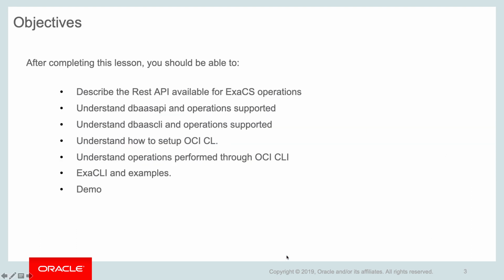So the objectives for this lesson are around the APIs as well as the CLIs which are provided by Exa Cloud Service and which are applicable to Exa. We'll try to understand the different APIs like Debus API, Exa CLI, Debus CLI, and what kind of operations they support. We will also learn how to set up the OCI command line utility and various functions which are supported through OCI CLI as well.